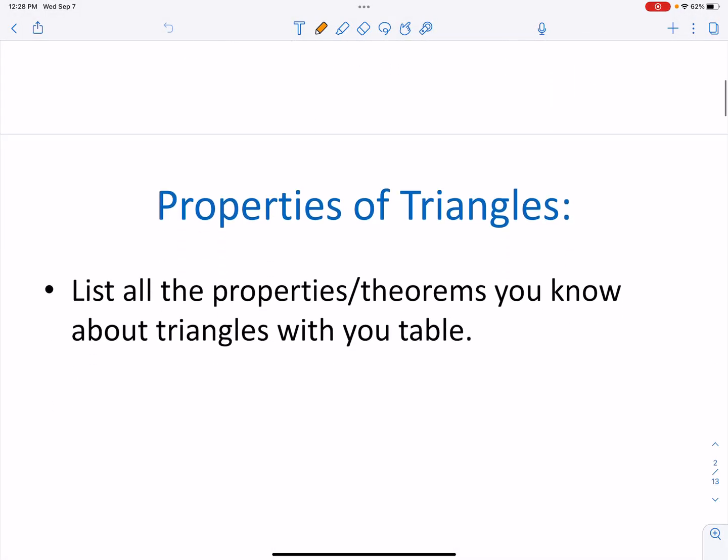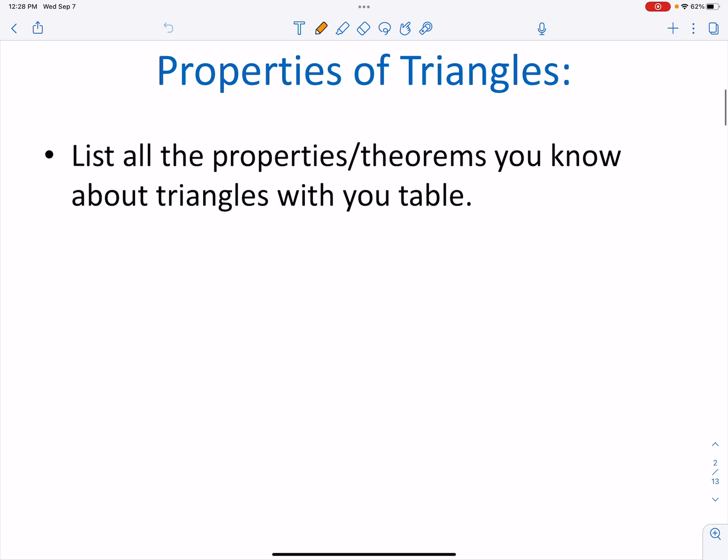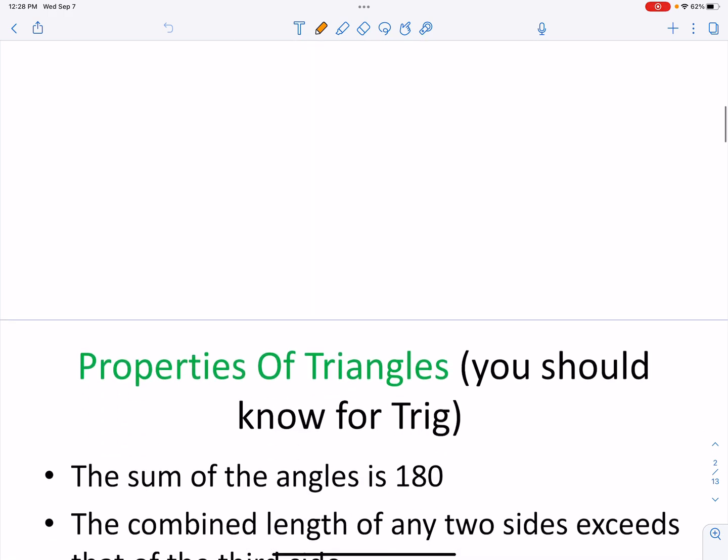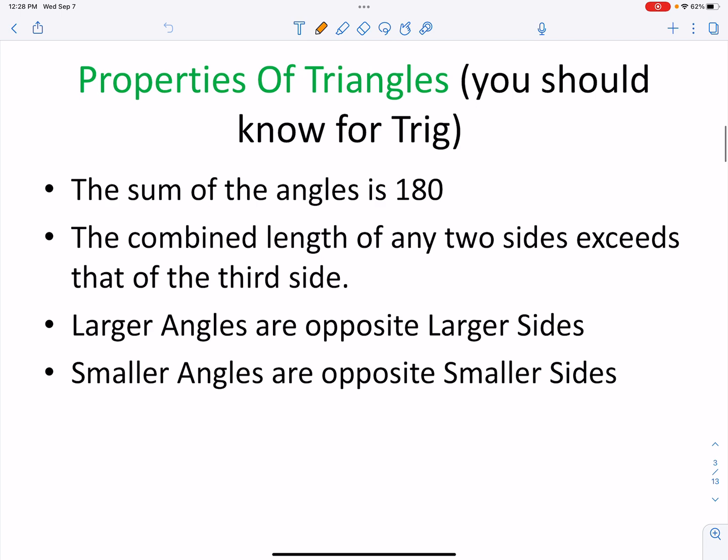All right, so this is properties of triangles. What the class is going to do is list all the properties that they know of triangles, like Pythagorean theorem, SOHCAHTOA, those types of things. These are the properties you're going to need to know for this class and for this section. You need to know that the sum of all angles is 180. The combined length of any two sides exceeds that of the third side.